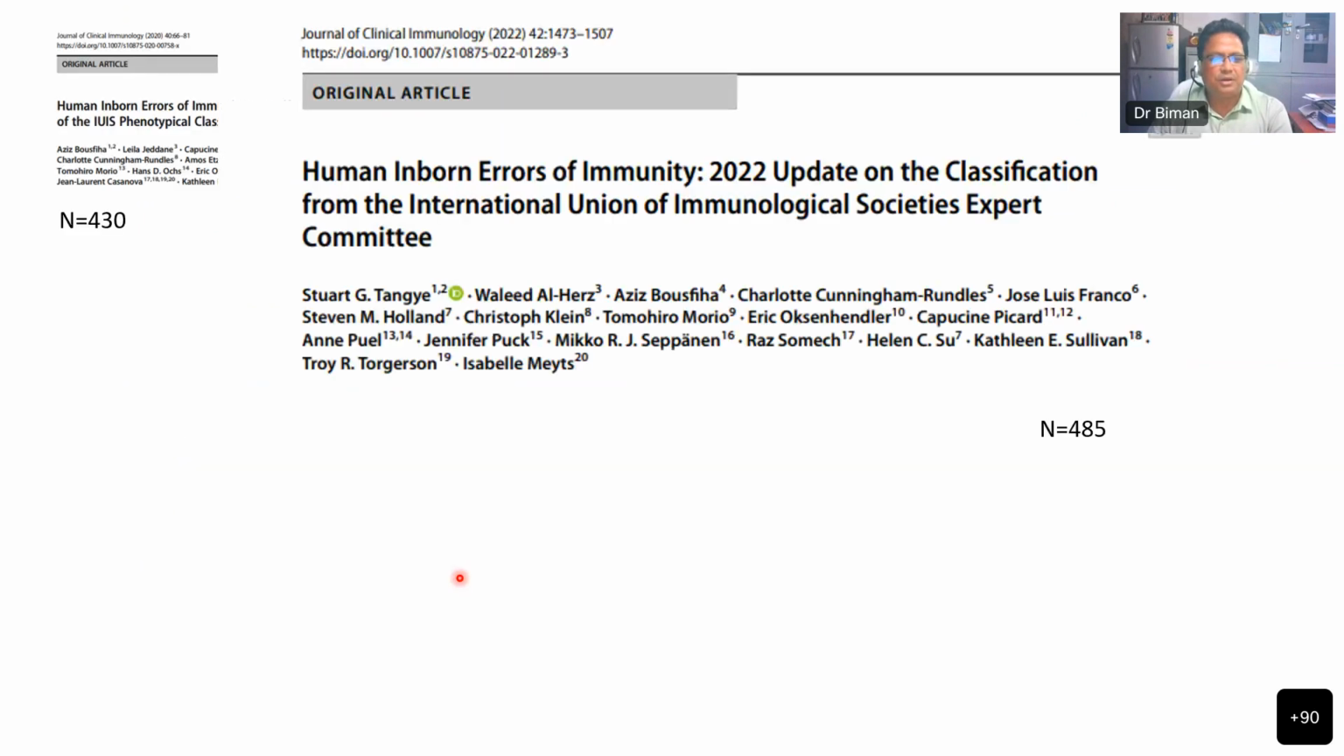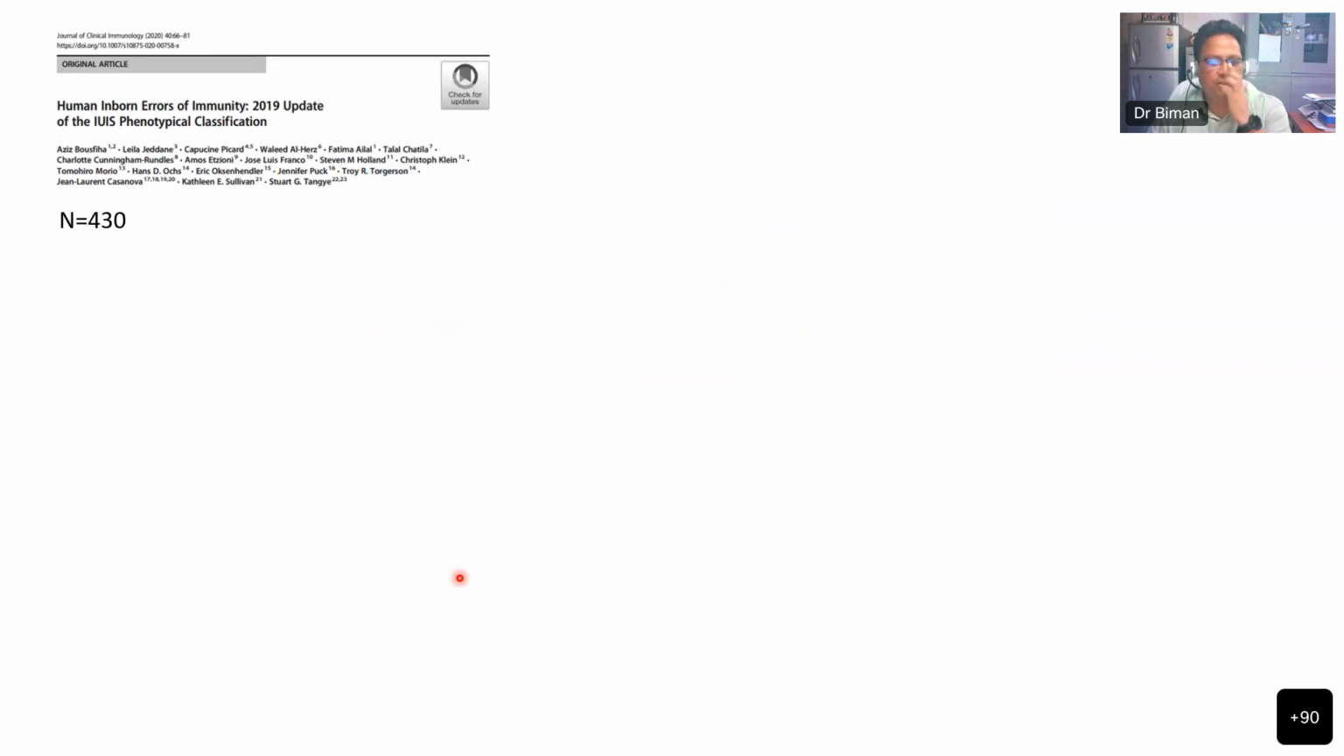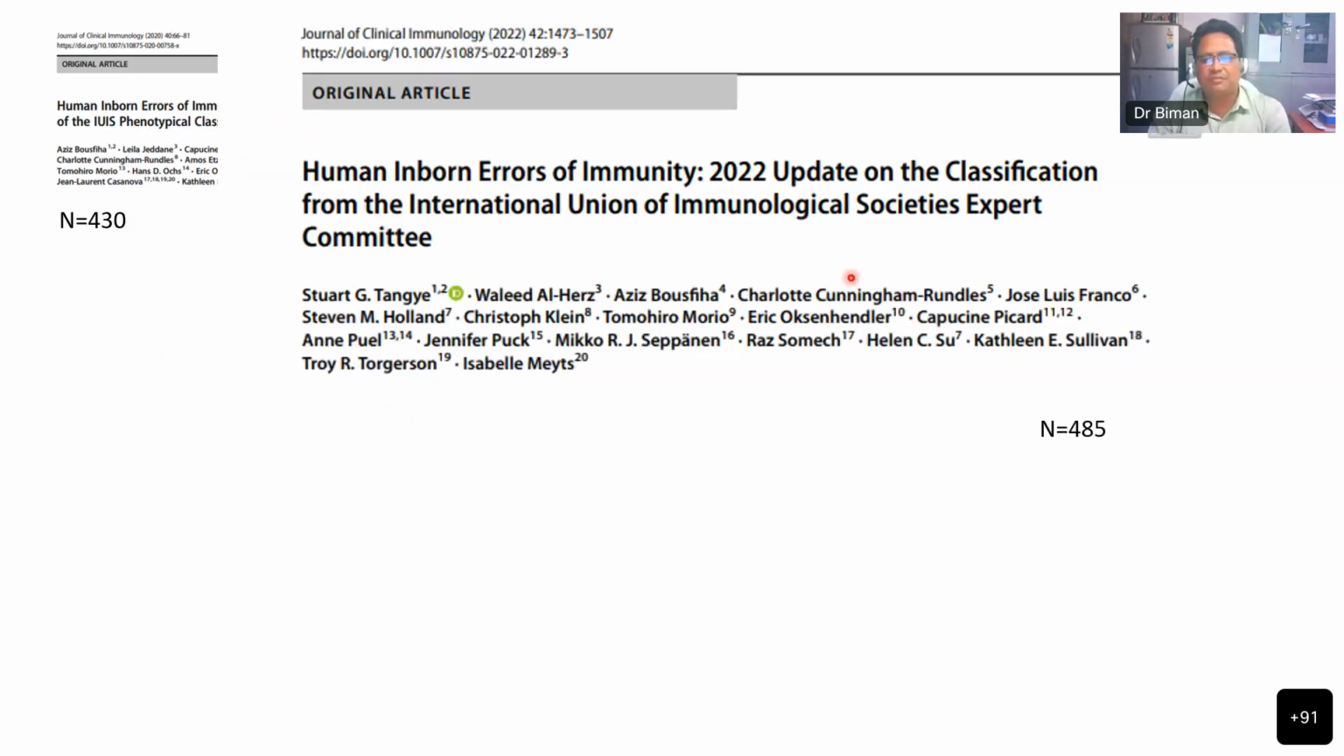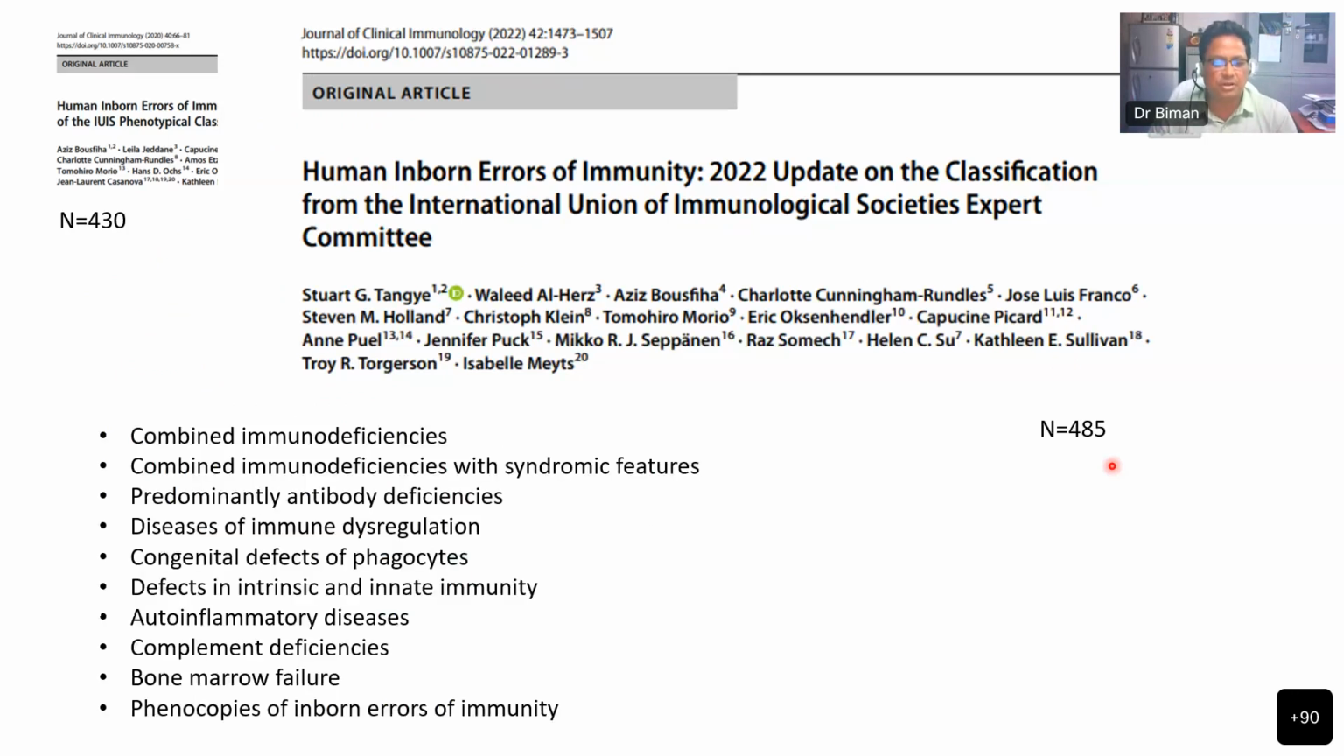So how do we classify the human inborn errors of immunity? The 2019 IUIS phenotypical classification had 430 disorders classified. And now the latest classification, from 2022, has 485 disorders. This classification, I call it more of a catalog rather than a classification system. It's very difficult to remember each and everything, and all the time you have to refer to this catalog or classification system.